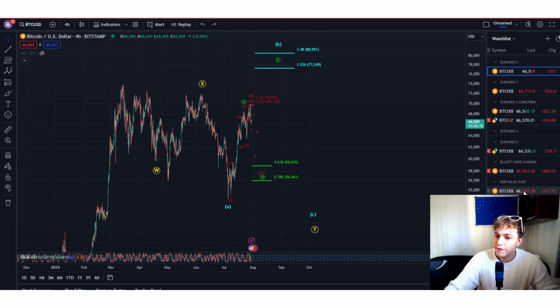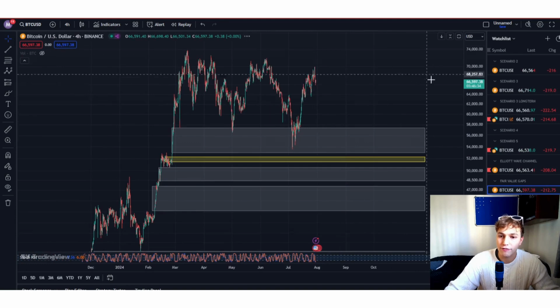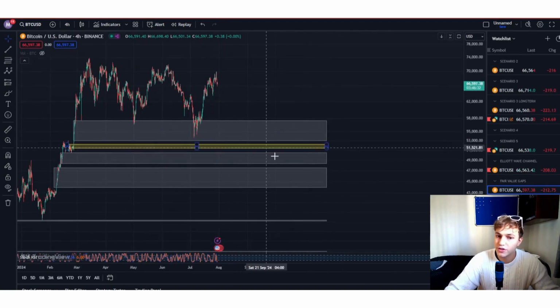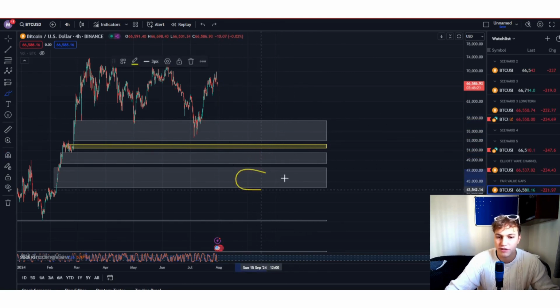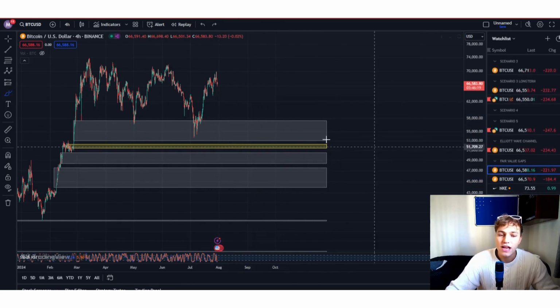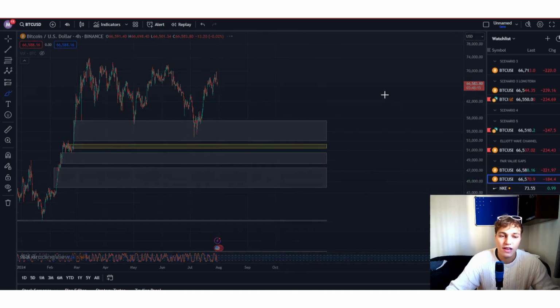Now on the fair value gap side, we have multiple fair value gaps still on the 4-hourly time frame that are not yet filled, and that order block sitting at around that $51,000 level, $49,000, another fair value gap. All these 4-hourly or weekly fair value gaps not yet filled out. So at some point in the future, we should be filling these out sometime.